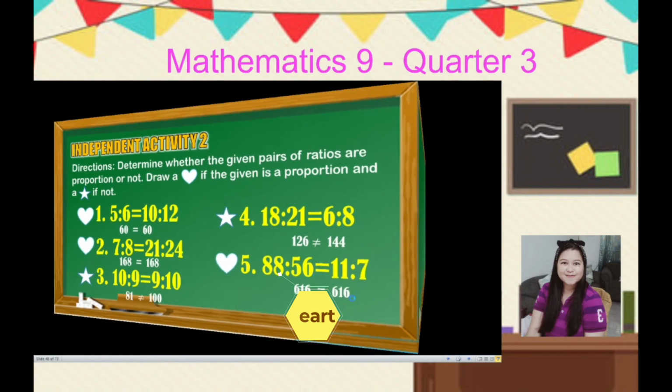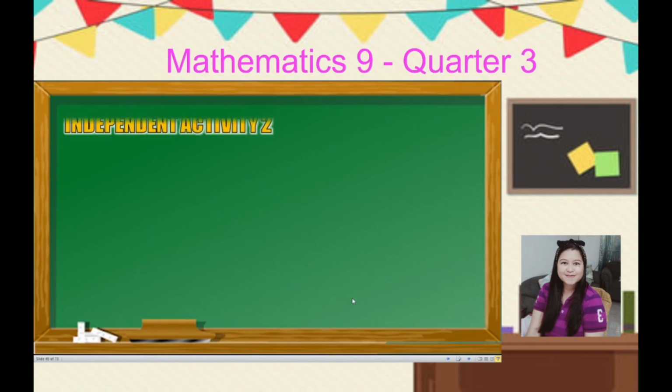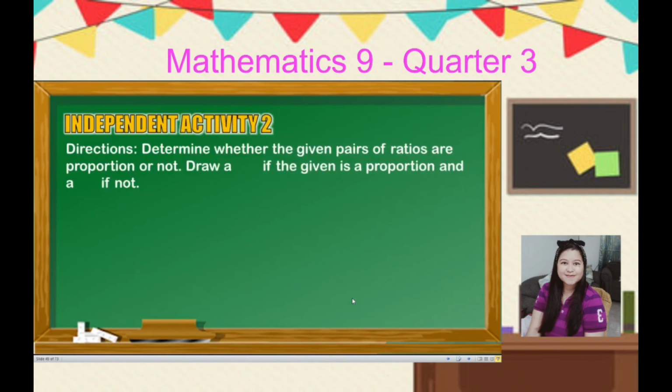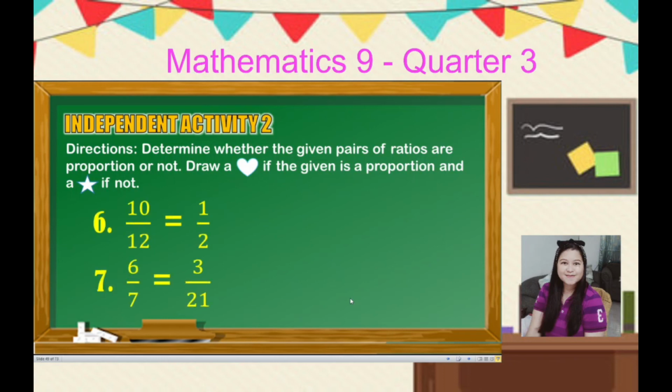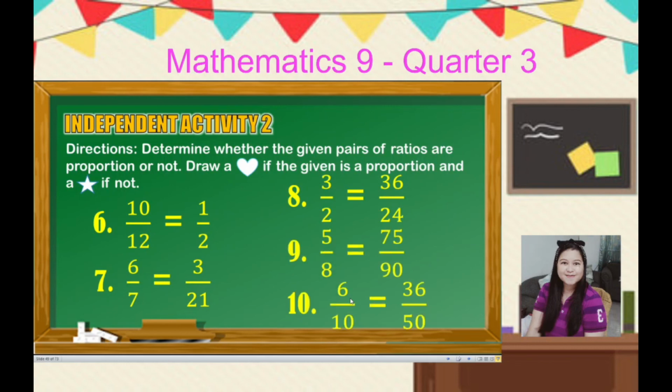Okay. And for your activity, you will be answering the continuation of independent activity 2. Draw a heart if the given is a proportion and a star if it is not. So, we have number 6, number 7, number 8, number 9, and number 10. So, the given in number 6 to 10 are fractions. No po? So, what are you going to do? You are just going to get the cross products of those numbers. And if the cross products are equal, you're going to draw a heart. But if it is not, you're going to draw a star.